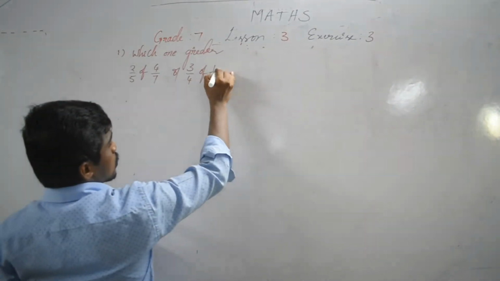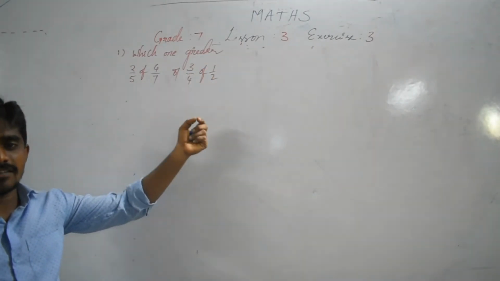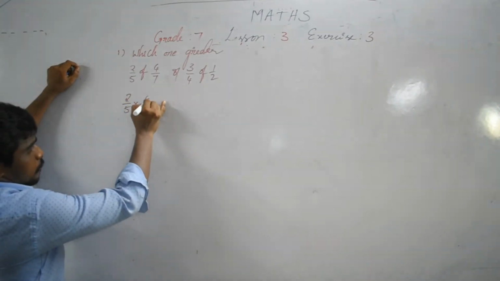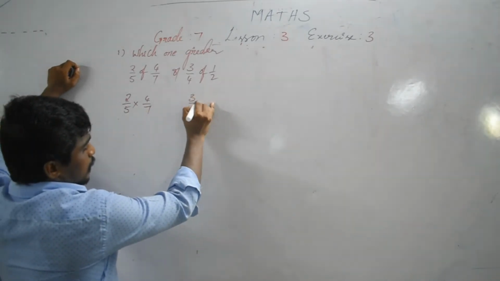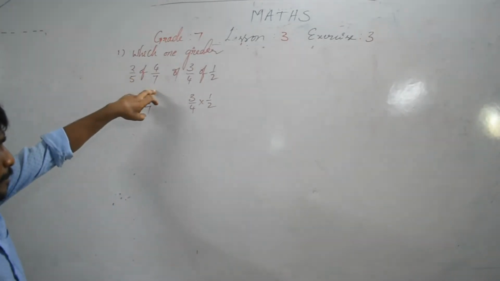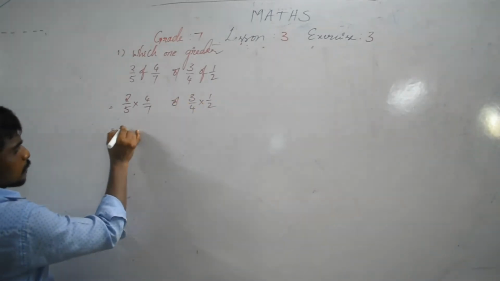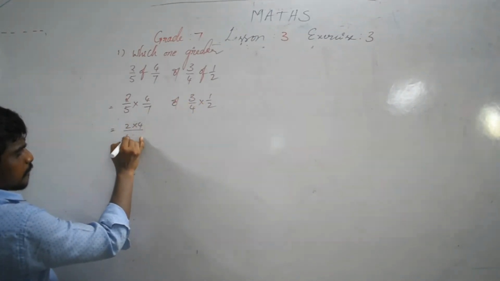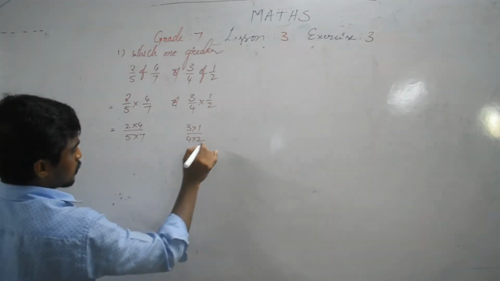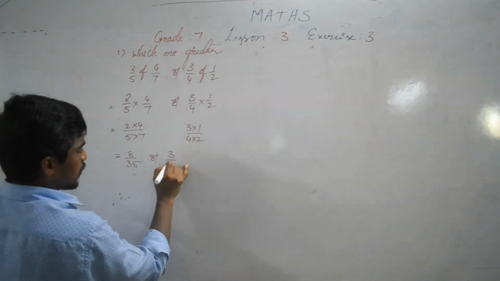So 2 numbers with "of" between them, that word means cross out in mathematics. So here 2 by 5 cross out 4 by 7, 3 by 4 cross out 1 by 2. Numerators multiply, denominators multiply. 2 4s are 8, 5 7s are 35, 3 1s are 3, 4 2s are 8. So 8 by 35 or 3 by 8.